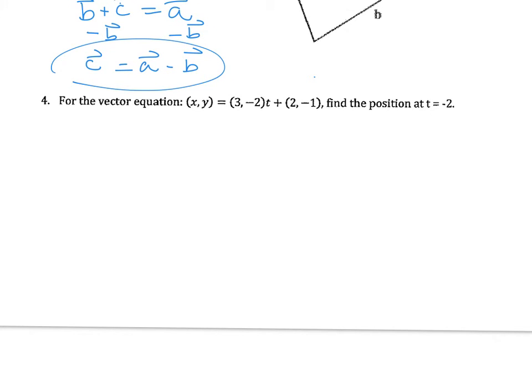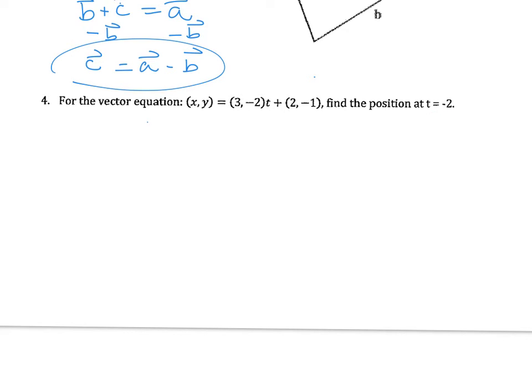Question 4. For the vector equation, find the position at t equals negative 2. So, little explanation here. This is an equation that tells you a position as a function of an initial position plus a velocity times time. This question is asking you to do nothing more than evaluate this expression when t is equal to negative 2.